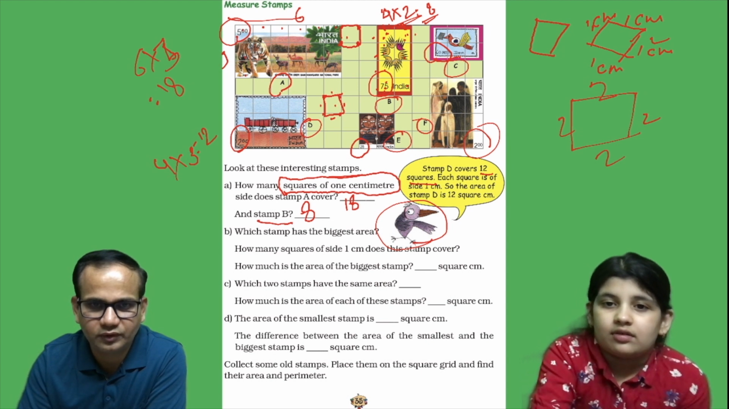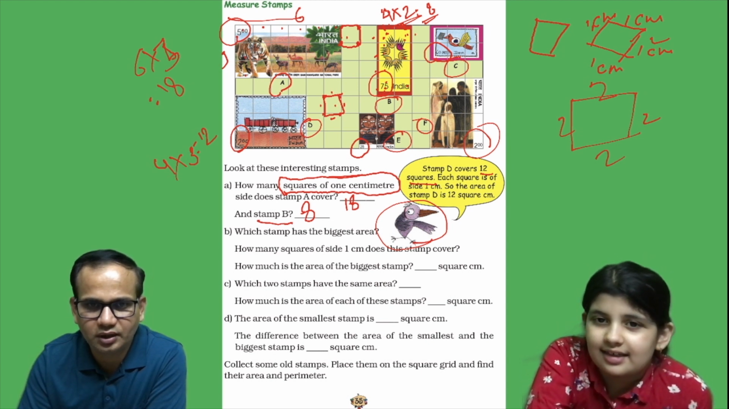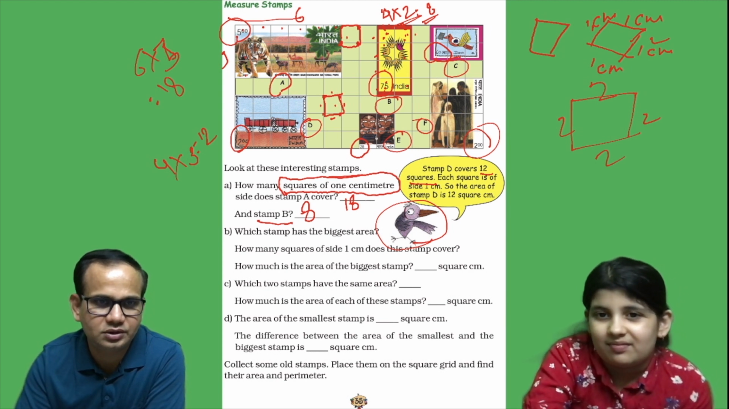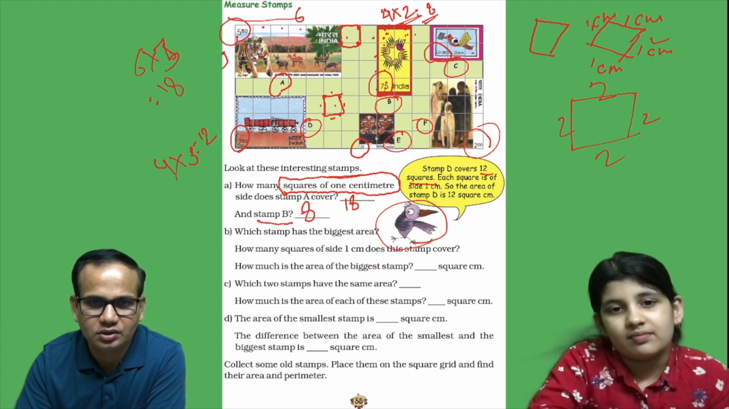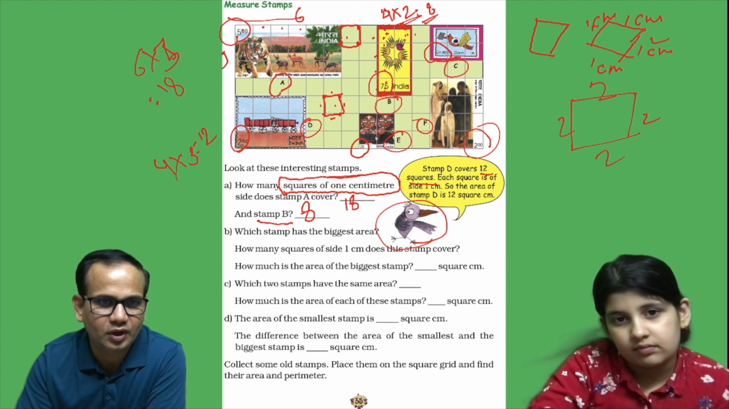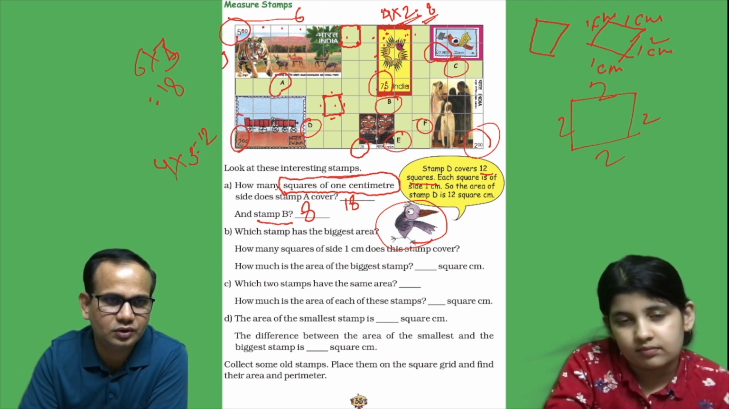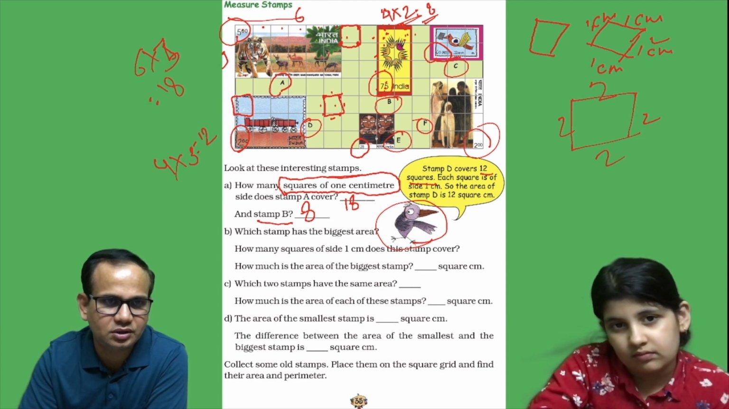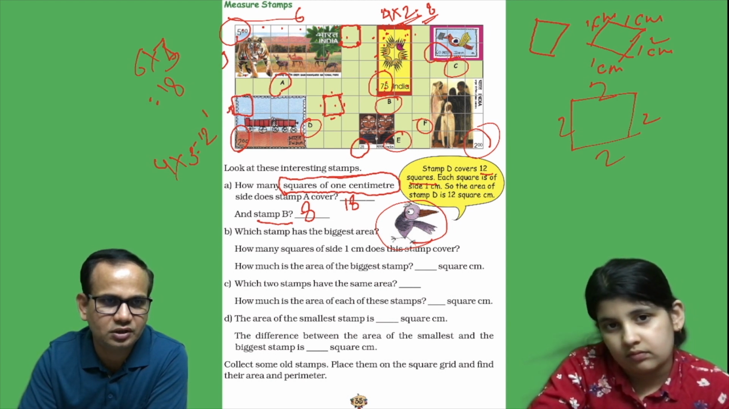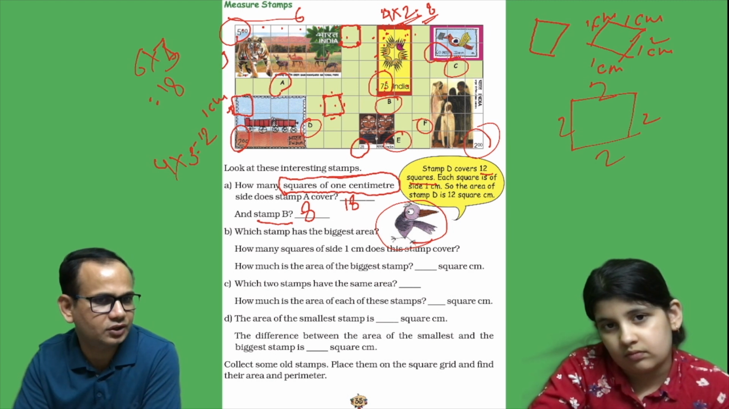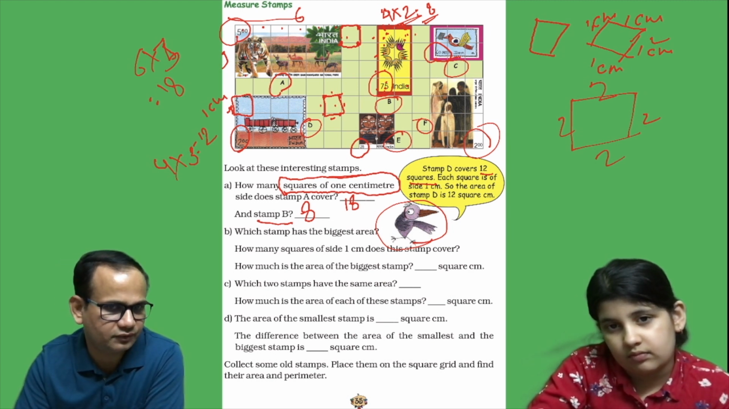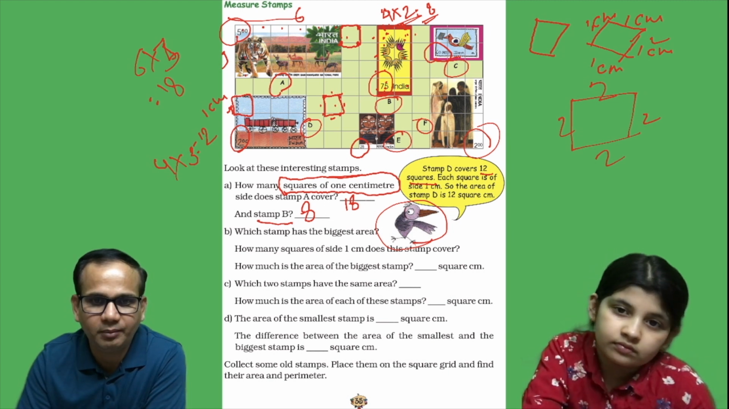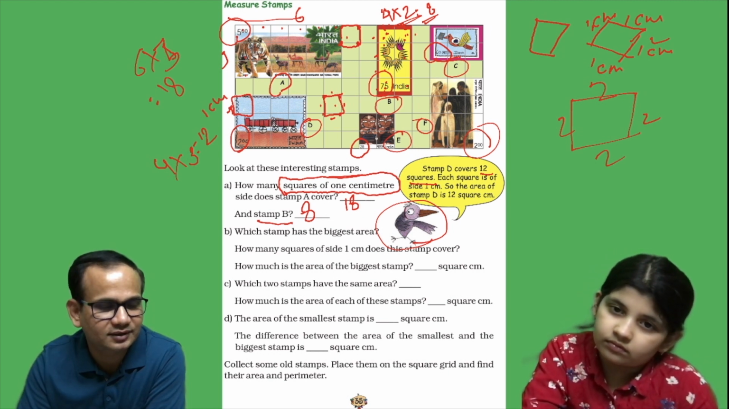And the next statement, what is it saying? Each square is of side 1 centimeter. That means he is telling that each square is of side 1 centimeter. This is one square. Like this, 12 squares are there, and each side of this square is 1 centimeter. That we already understood in this question itself, right? So that's also fine. So the area of stamp D is 12 square centimeter.